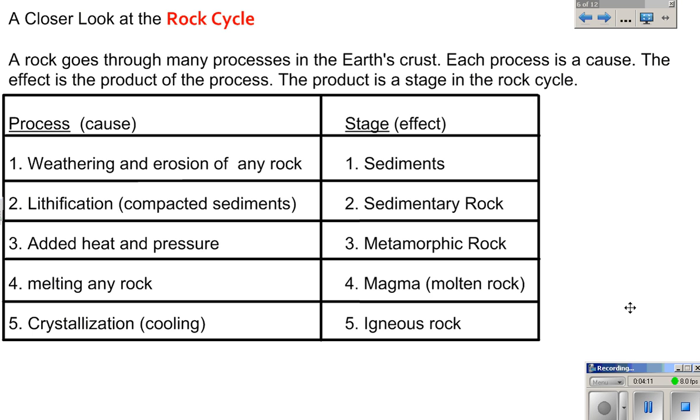The first process, weathering and erosion of any rock. The effect would create sediments. The second process, lithification, which is the compacted sediments. The effect would be sedimentary rock. The third process, added heat and pressure. The effect would be the stage of metamorphic rock. The fourth process, melting any rock. The effect would be the stage of magma or molten rock.